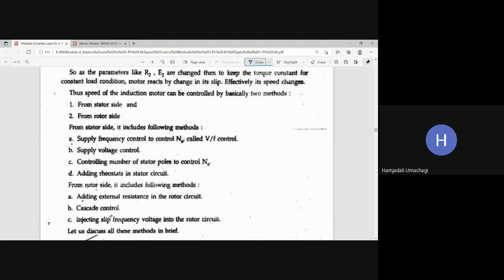Third one is injecting slip frequency voltage into the rotor circuit. So these three methods are controlling the speed of the induction motor, that too from the rotor side. Now in today's class we will discuss the speed control of a three-phase induction motor from the stator side.